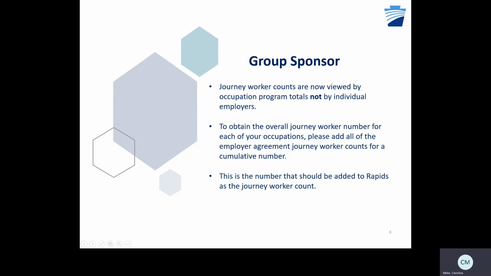So now we are going to talk about group sponsor programs and how they update their journey worker counts. Please note that journey worker counts for group sponsor programs are now viewed by occupation program totals, not by individual employers. So to obtain this number, you will need to add all of the employer agreement journey worker counts for each occupation and add them together to get your cumulative number. This is the number that should be added to Rapids as the journey worker count for that particular occupation. And I will show you how to do that in Rapids in just a moment here.